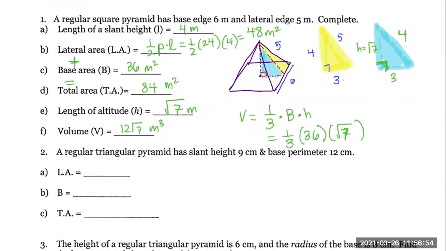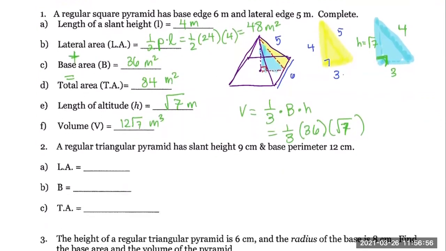Okay, so something like that would be similar to what you guys would have on your quiz. Number 2, you have a regular triangular pyramid, has a slant height of 9 centimeters and a base perimeter of 12. This one's not asking us to calculate everything, but let's practice drawing this. The triangular pyramid being regular means that it has an equilateral triangle. So go ahead and draw a poor equilateral triangle, kind of like a slanted equilateral triangle for me.